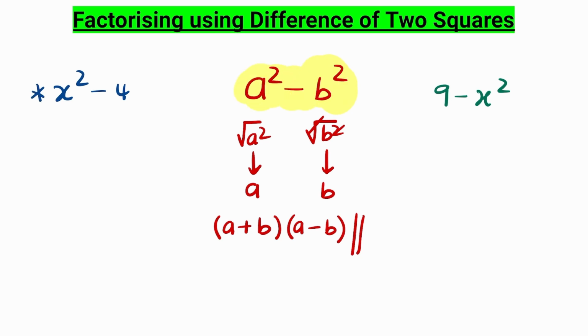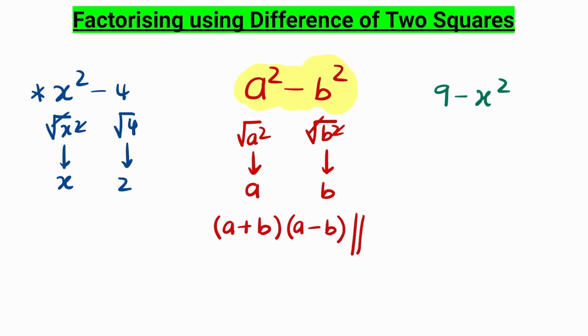Here we have x squared minus 4. What should we do? We should take the square root of each of the terms, the square root of x squared and the square root of 4. What is the square root of x squared? Square root and square cancel out, so what's remaining is just x. What about the square root of 4? The square root of 4 is 2 because 2 squared is equal to 4.